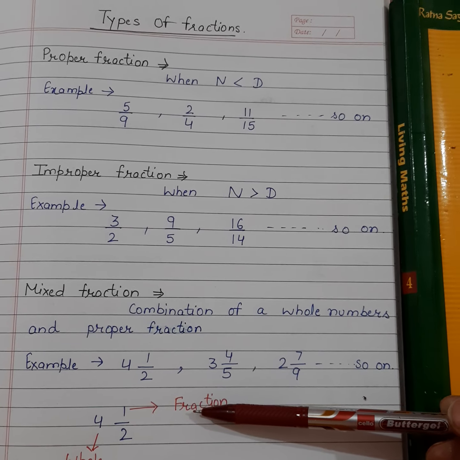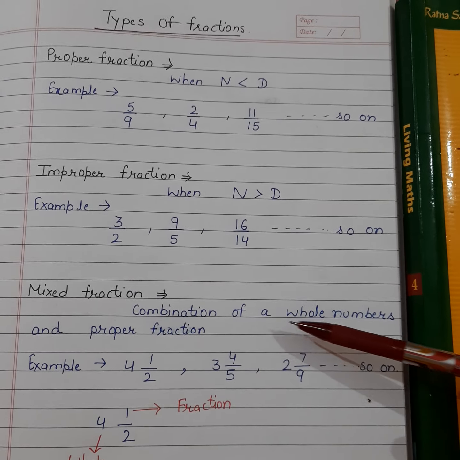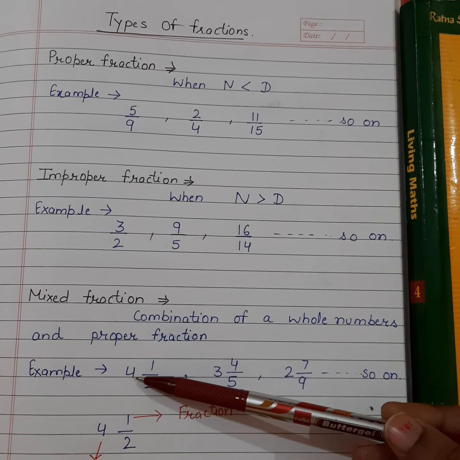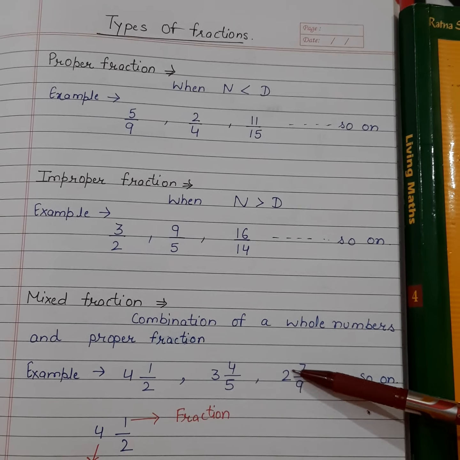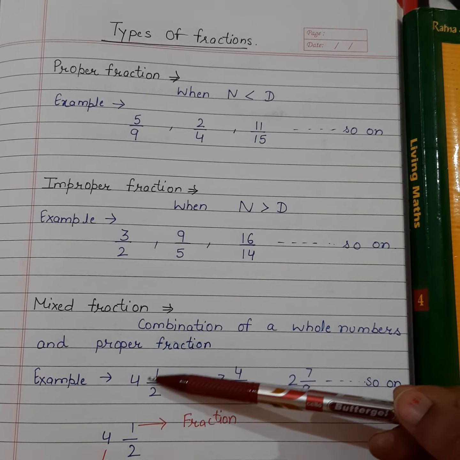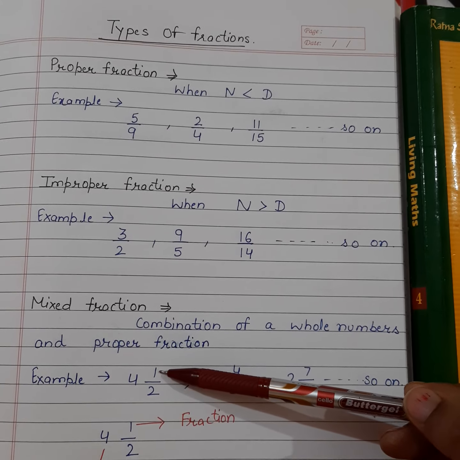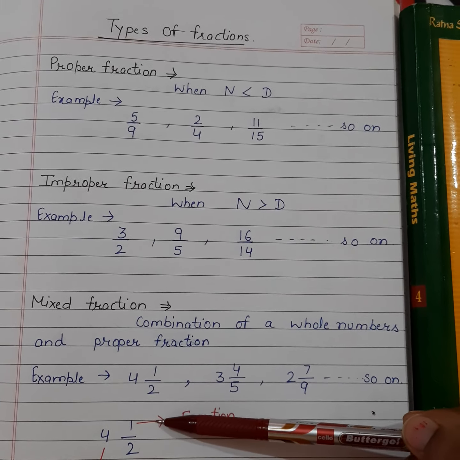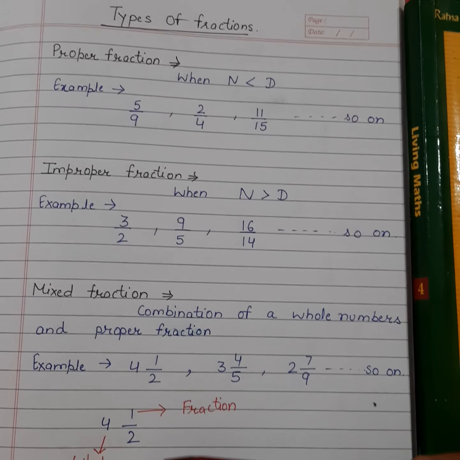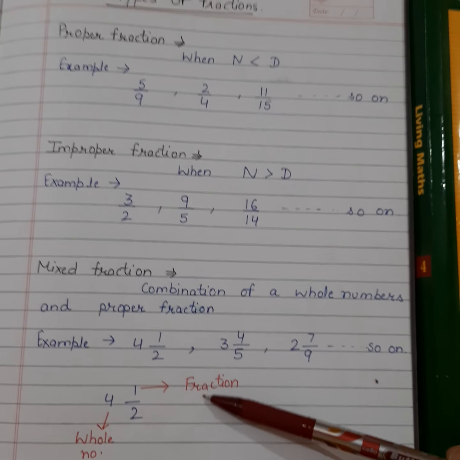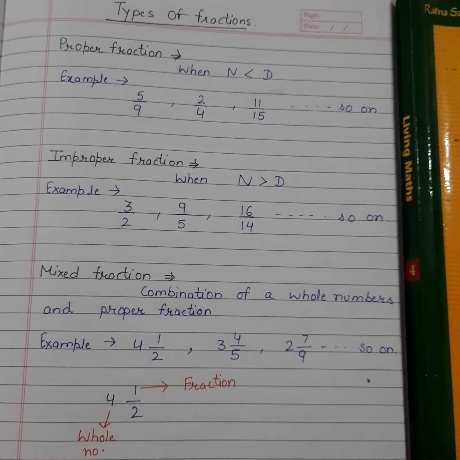A mixed fraction is the combination of a whole number and a proper fraction. Whole number means a complete number. Like this you can see here, this is 4, 3, 2. What do we call these types of numbers? Whole numbers. And with this a proper fraction is there. Proper fraction means the numerator value is less than the denominator. So this combination is known as what? Mixed fraction. You can see here, this is the whole number and this is the fraction. So this we call the mixed fraction.